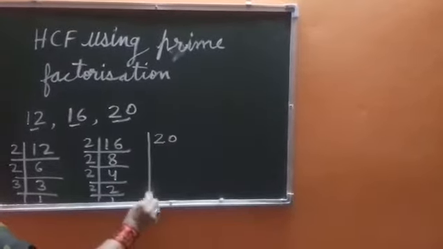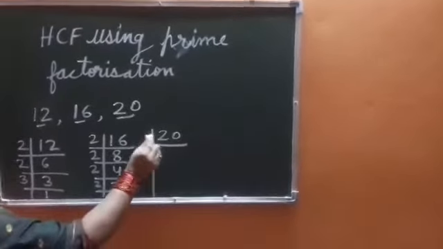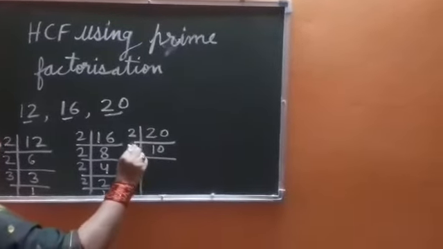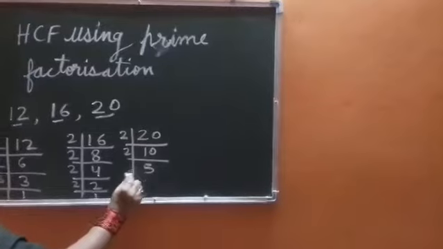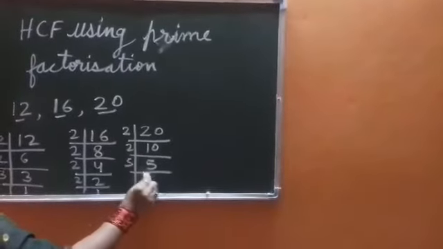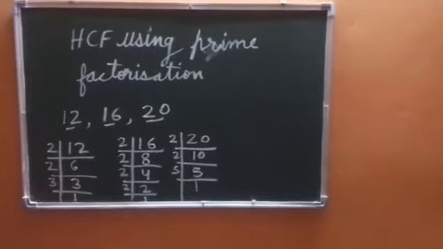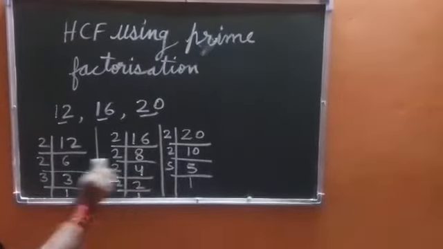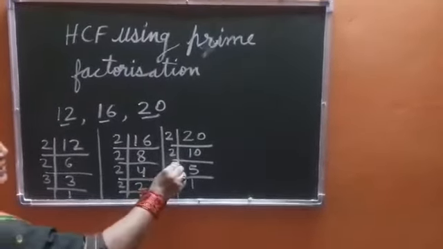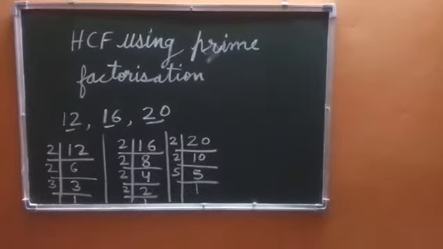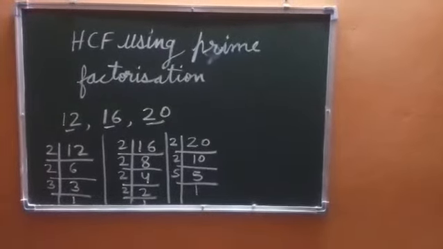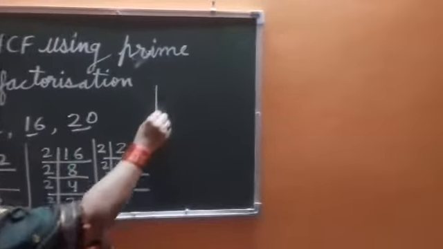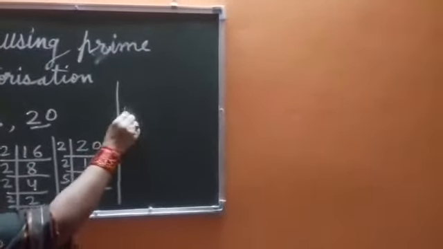Now we will do the prime factorization of 20. 20 is divisible by 2, it is an even number. So 2 tens are 20. 10 is also divisible by 2, and then lastly 5 ones are 5. These are three different prime factorizations of three different numbers. Now we have to find the HCF of all these three numbers. So what we will do, children, is write the prime factors of all the three numbers separately.